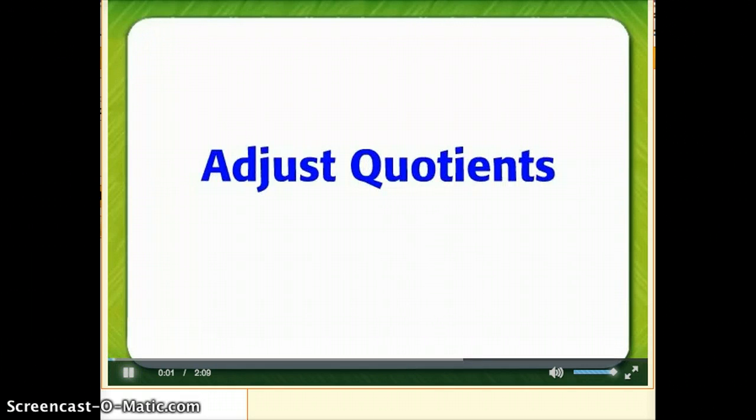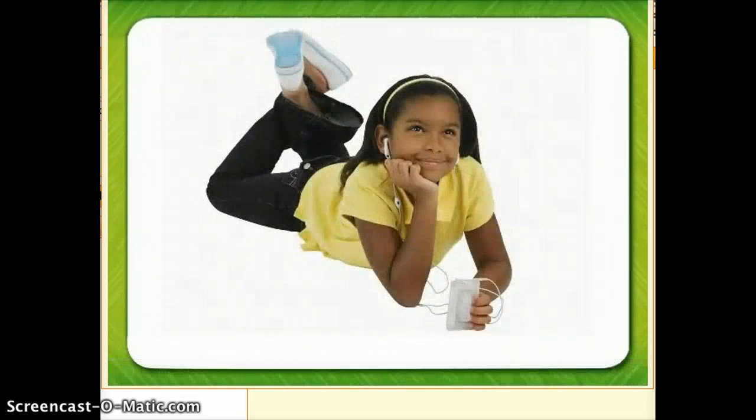Adjust quotients. Galina's mother bought her a new MP3 player. The total cost of the MP3 player was $144. The store allowed her to make monthly payments of $16. How many payments will she need to make? To solve this problem, find 144, the cost of the MP3 player, divided by 16, the amount of the monthly payments.